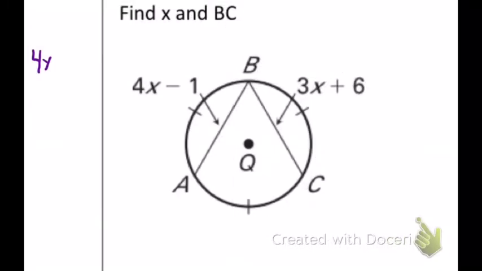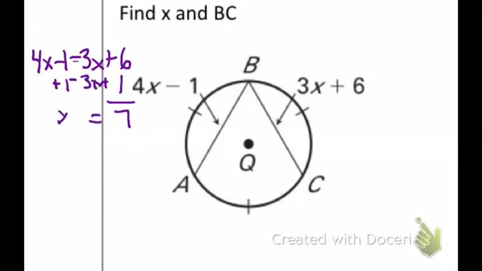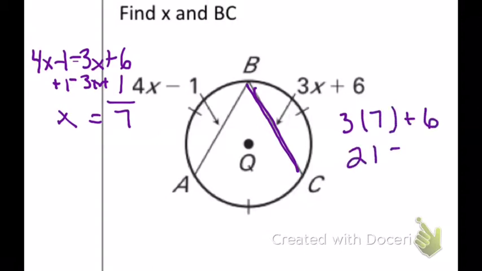For the second one, you do 4x minus 1 equals 3x plus 6. And you add 1 to both sides, and then you get 7, and then subtract 3x from both sides, and you get x, and x equals 7. Then you find BC, so you do 3 times 7, it gives you 21, plus 6 is 27.